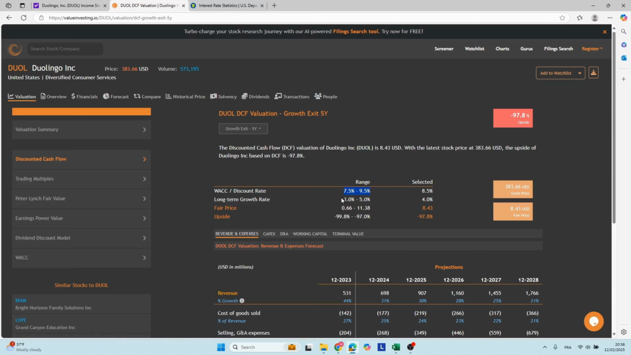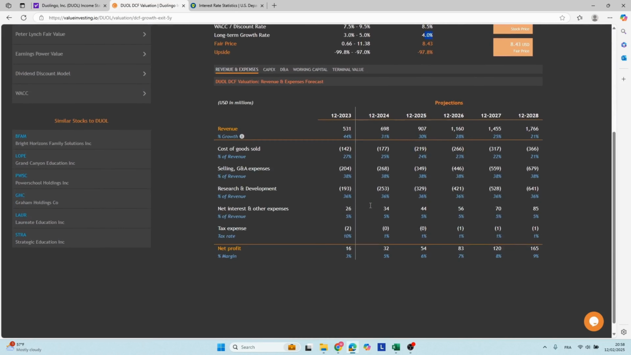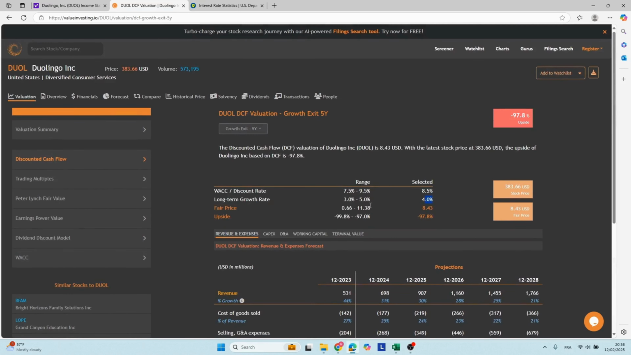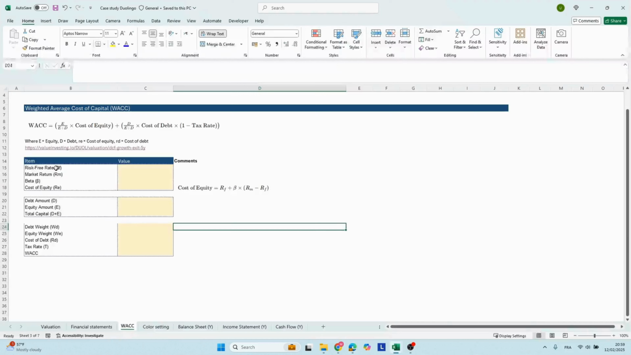Long-term 3%, 4 to 5%. They took 4%. This is all the detail. You can search for any. So far it's free. Let's go back to our Excel.